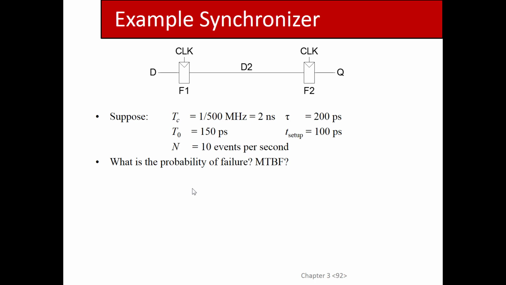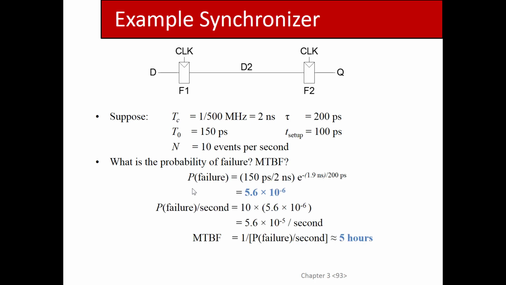And then n is the input. So this D is going to change 10 times per second. So what is the probability of failure, and what is the mean time between failures? So it's simple. You just plug all these into the equation. In this case, the probability of failure is 5.6 times 10 to the negative 6, which means you take the reciprocal of that, and you get 5 hours.